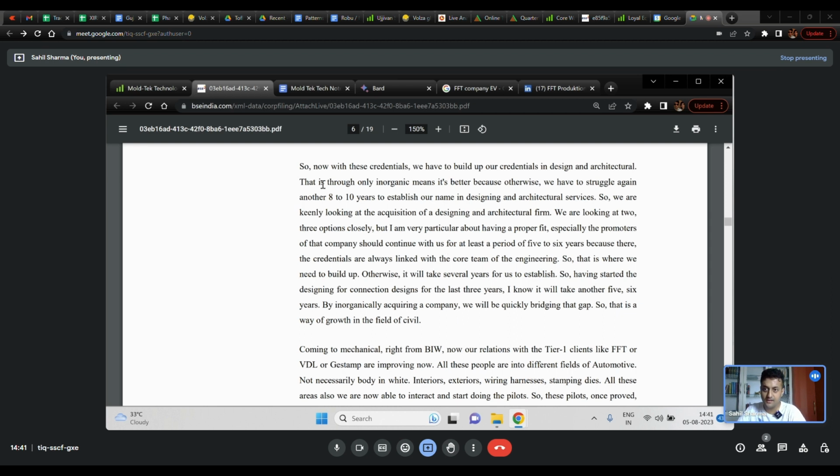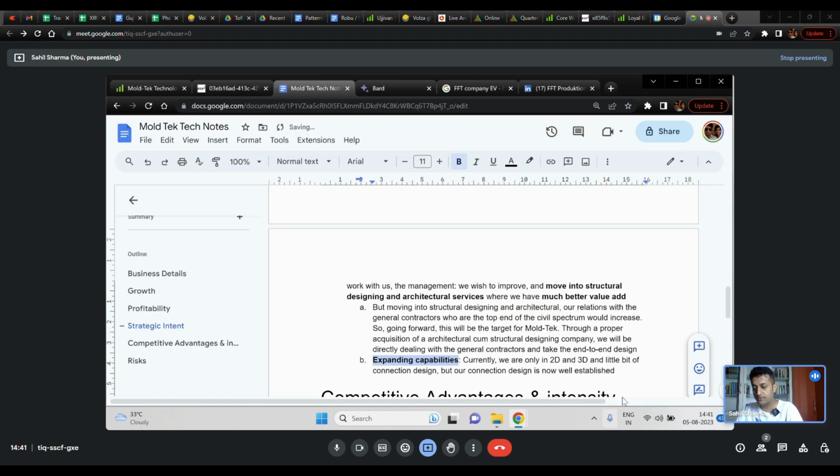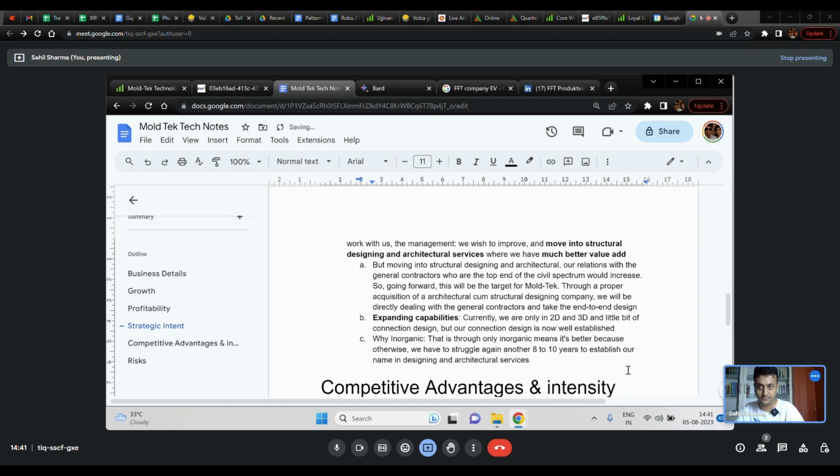Now, this is another important thing to understand. They have talked about why they want to go down the inorganic route. This is again explaining the strategic intent: why inorganic, right? They've said that if we had built this designing and architectural services organically, it would take another 8 to 10 years, right? And that would be a very long gestation period. So why inorganic is also being answered very well here.